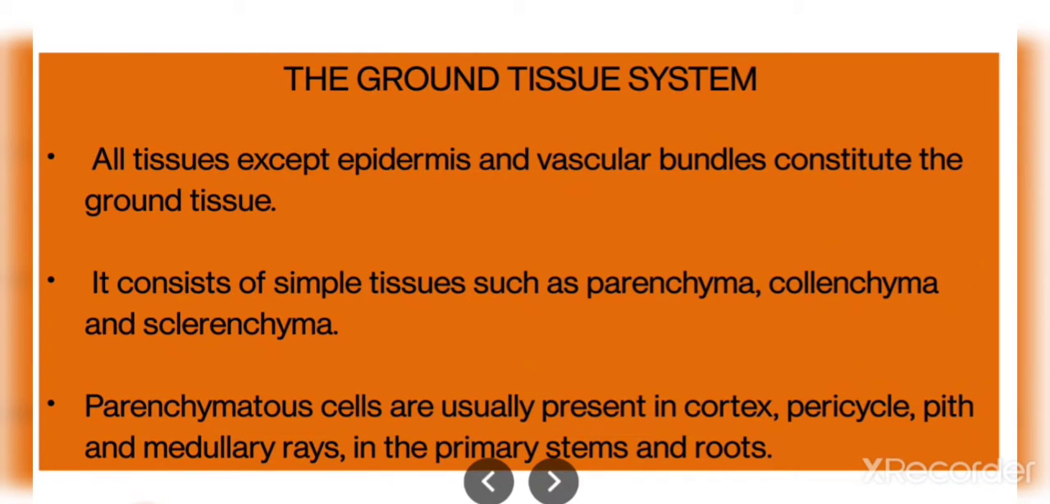ground tissue system, right? Now parenchyma cells are usually present in the cortex, the pericycle, the pith and the medullary rays. Just remember, medullary rays are the ones that are going to form the cambium. So they give rise to the cambium.